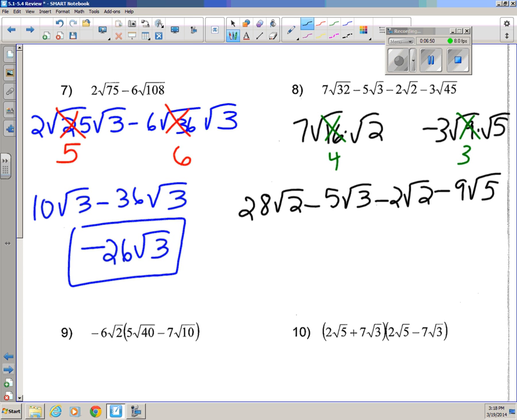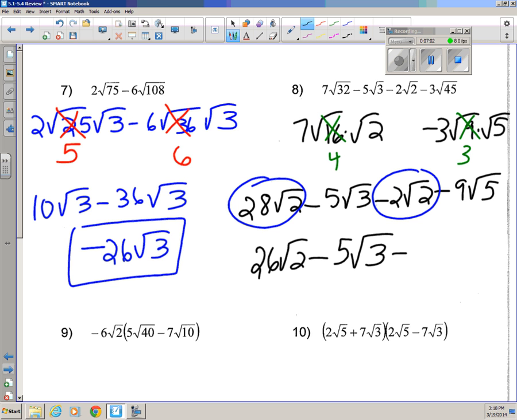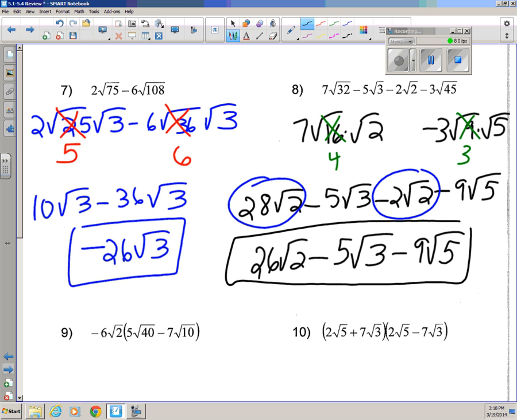The only like terms I have are in the rad 2's. That's it. It's okay. Not everything has to be a like term. 28 minus 2. So I've got 26 2's minus 5 of the 3's minus 9 of the 5's. Not everything has to simplify into one radical. In this case, there's 3 separate. Not a big deal.